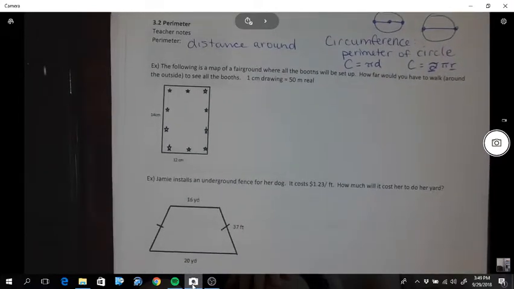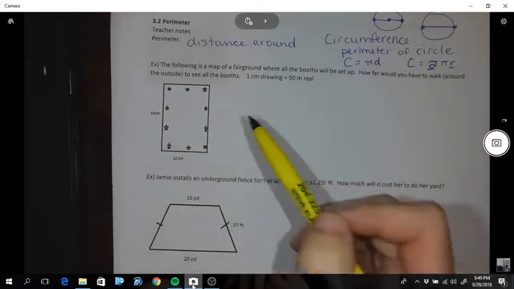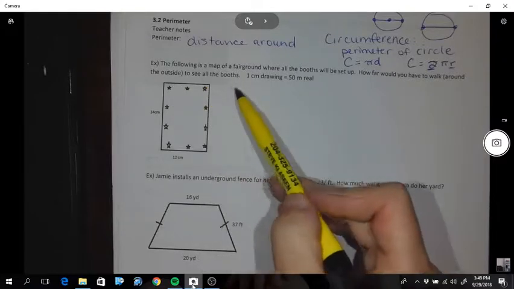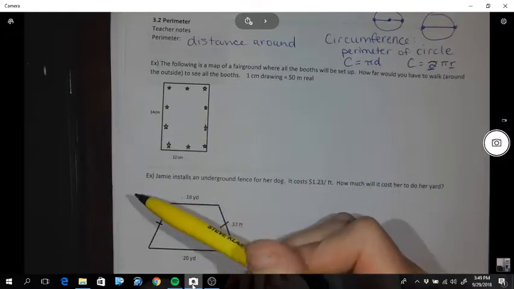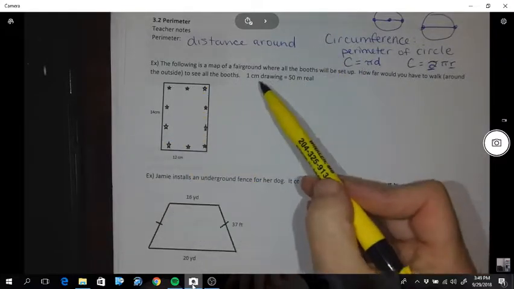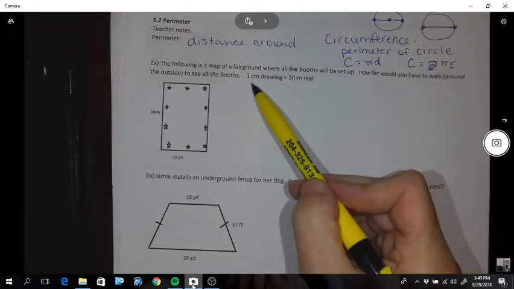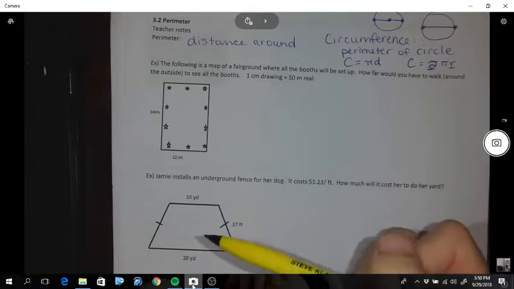Okay, example 1. The following is a map of a fairground where all of the booths will be set up. So all these stars are booths around. How far would you have to walk around the outside to see all of the booths? Okay, we have a scale drawing, so 1 centimeter on this drawing is 50 meters in real life.